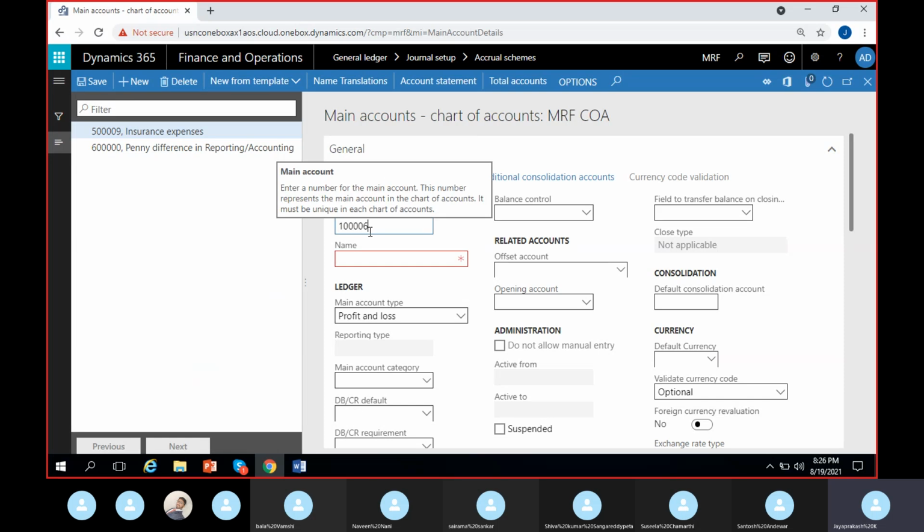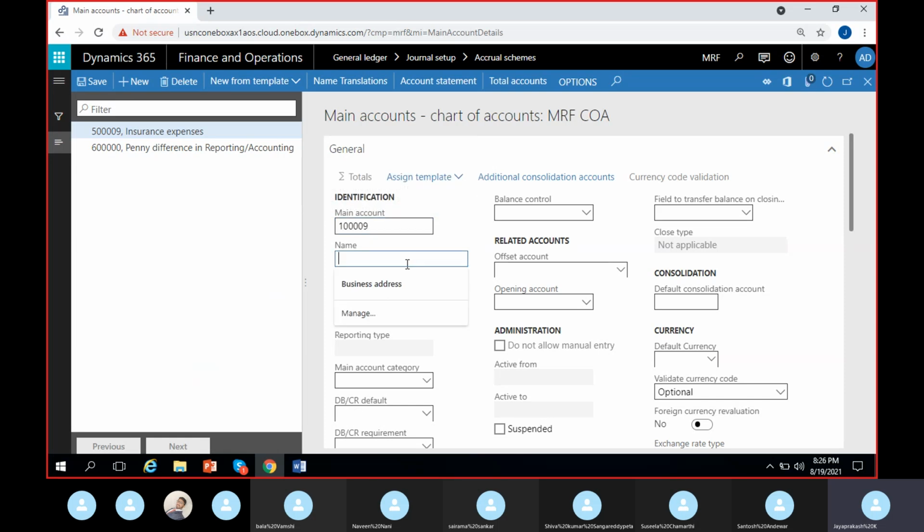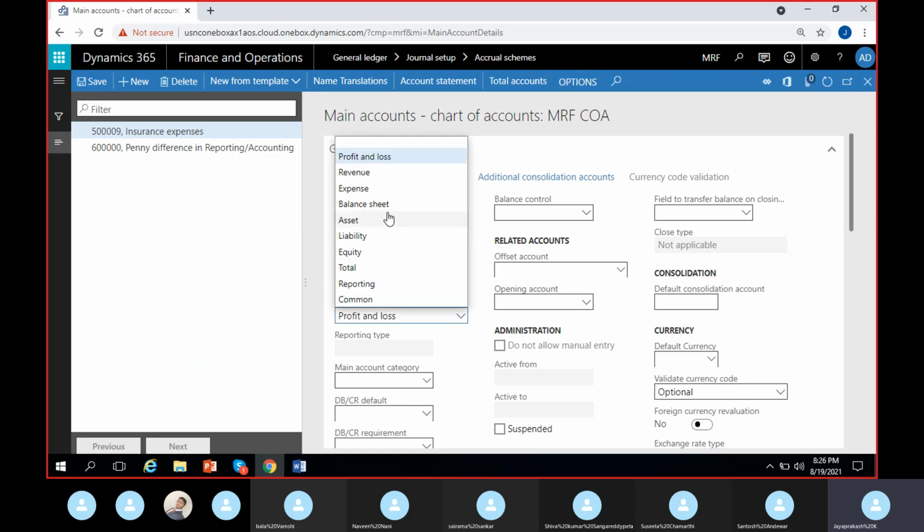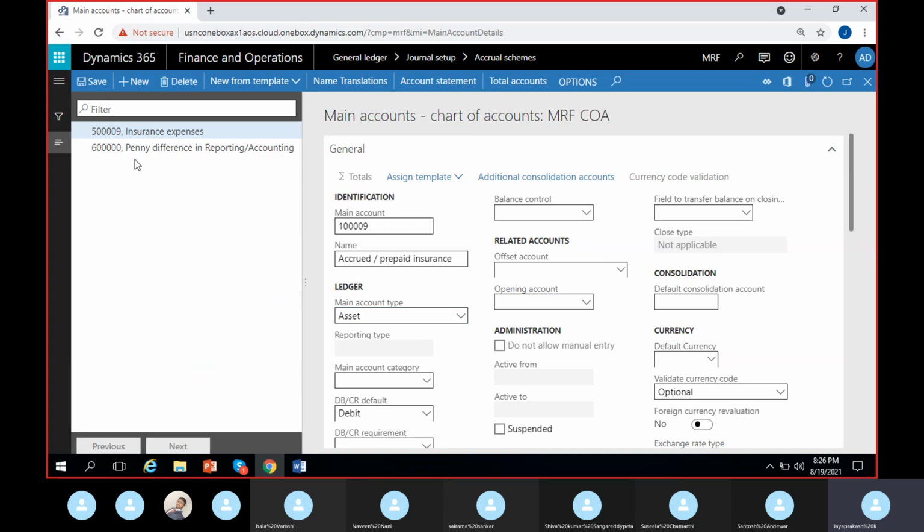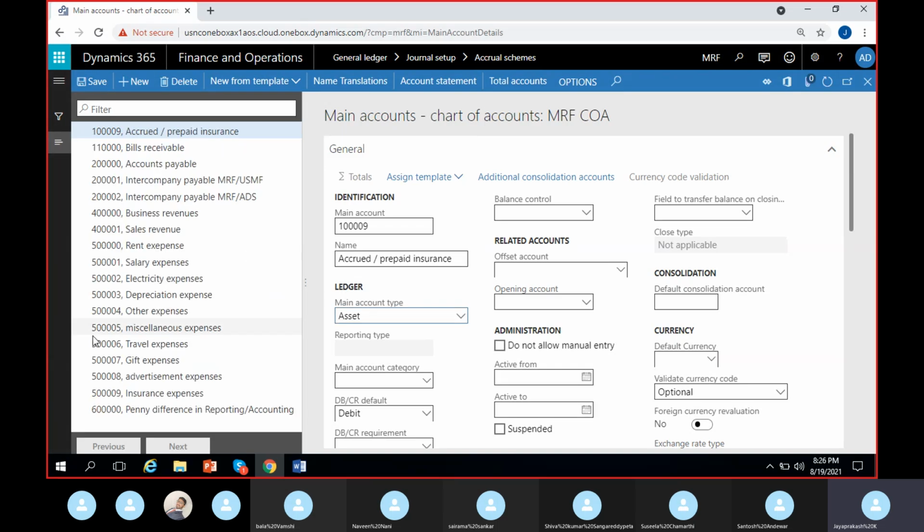This time I'll create 1,09,000. The account name is accrued insurance or prepaid insurance. This is an asset account. So whatever we prepay will be assets only for us. So I select it as an asset account. Now I have created 2 accounts: insurance expense account, which is an expense account, and accrued or prepaid insurance, which is an asset account. I'll go back now.